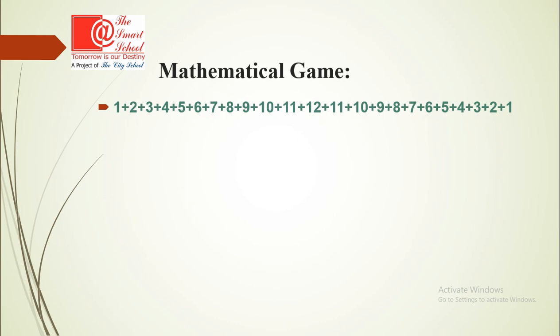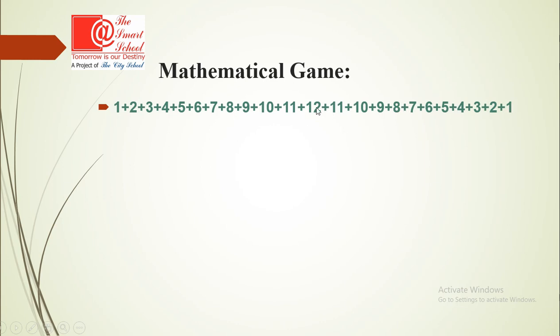Now we have done a lot of work, so we want to play something. Yes, a little mathematical game. Now, first of all, you can see this. It's written 1 plus 2 plus 3 plus 4 till 12, all the numbers till 12. Then it is in descending order. After 12, 11, 10, 9, 8, 7, 6, 5, 4, 3, 2, 1.